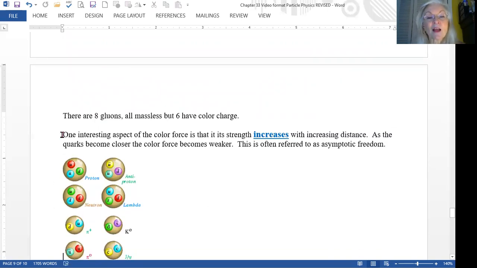An interesting aspect of our color force is that its strength increases with increasing distance. You think about that. Magnetic force decreases as you increase the distance. Electric force decreases as you increase the distance. Gravitational force decreases as you increase the distance. So common sense would say, gee, I bet all forces decrease with increasing distance, but we would be wrong because the color force goes up. So as quarks become closer and closer, the color force becomes weaker. This is sometimes described as asymptotic freedom.